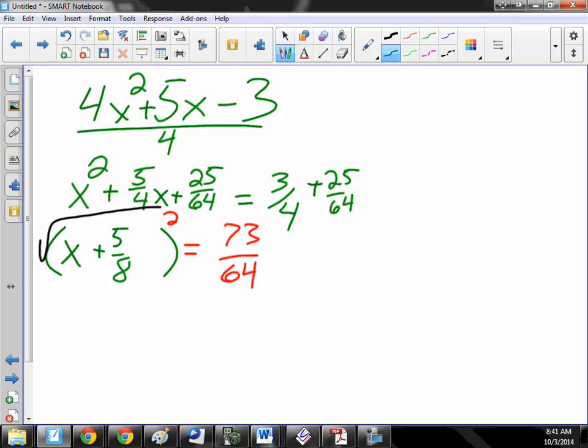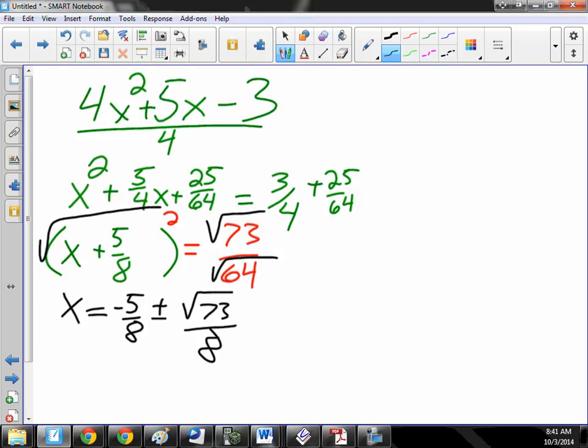So I square root, and square root. So x equals, does root 73 simplify? Pretty sure it's prime. Does root 64 simplify? 8. So I'm going to have negative 5/8 plus or minus root 73 over 8. They have the same denominator, so I can combine them into negative 5 plus or minus root 73 over 8.